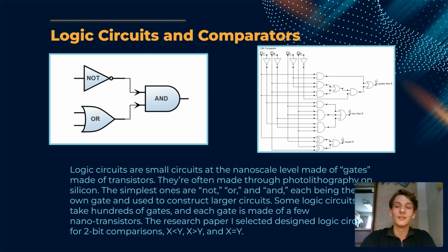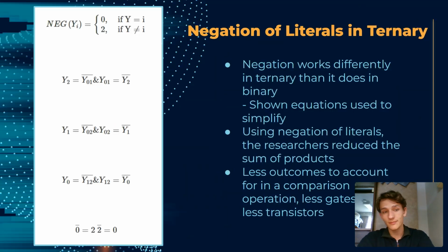But on the right, that's a 2-bit comparator, and that's a way more complex circuit where MVL can thrive, for a reason we'll get into. So although X is less than Y, X is greater than Y, and X is equal to Y for 2-bit comparisons, which is what the research paper decided to make, that looks like a simple operation where a binary would be ideal. They managed to work around it.